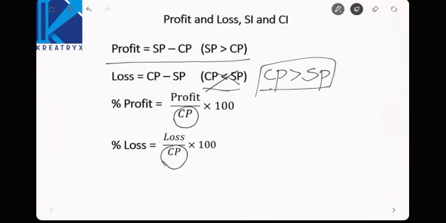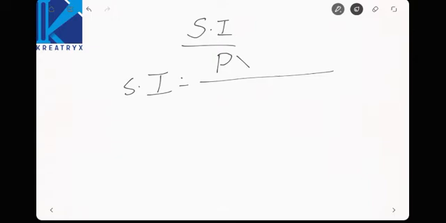Let us do some innovative calculations here, not using those formulas. Next, simple interest. See here, the formula for simple interest is principal into time period into rate of interest by 100, which will lead you to know the simple interest.